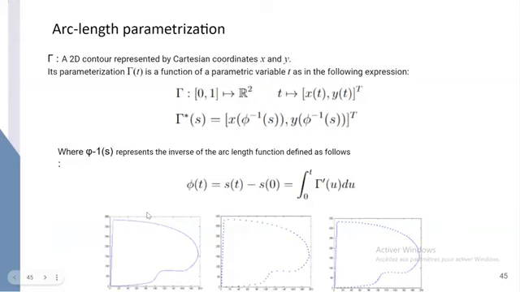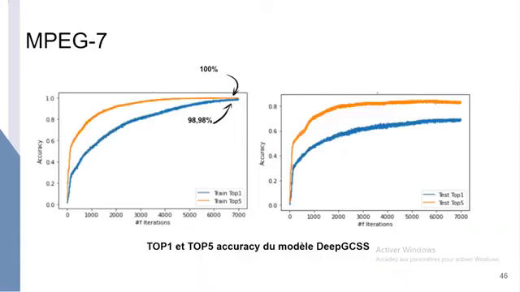Here we are using the arc length parameterization. I'm not going to go through the mathematical equations and all, but this arc length parameterization, also called Euclidean representation, represents the shape with a set of equidistant points. All these points are equidistant given the Euclidean distance.